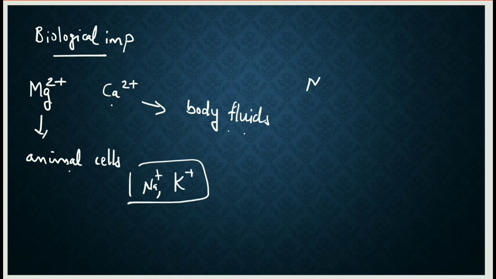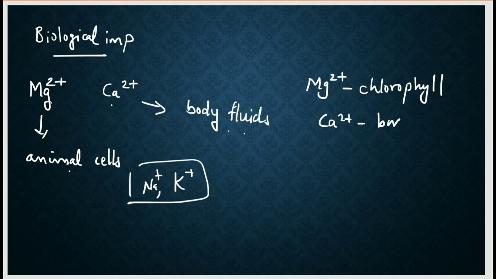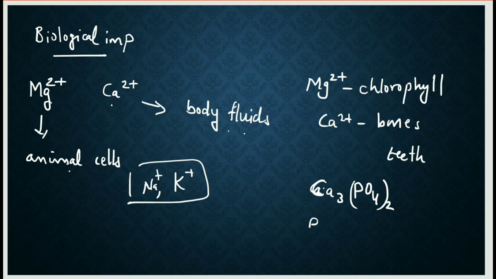And the major complex formed by magnesium 2 plus is chlorophyll. So it is the main important complex. Chlorophyll contains magnesium 2 plus, and calcium 2 plus is present in bones, teeth, etc. In bones and teeth, calcium 2 plus is present, and in teeth it is formed as apatite, the formula is Ca3(PO4)2. And in enamel on teeth it is fluorapatite.